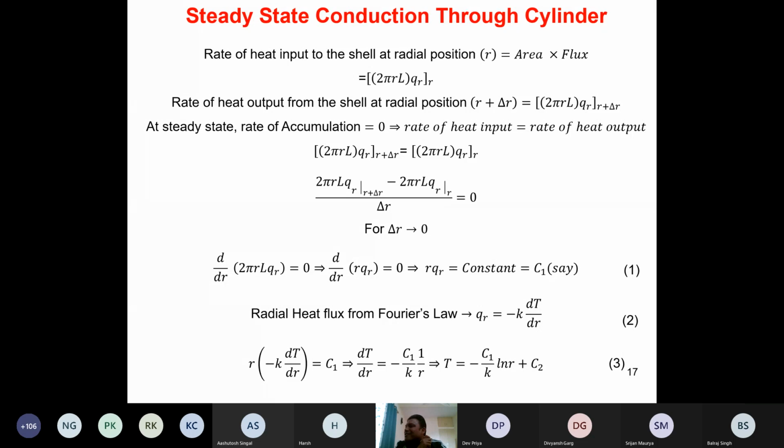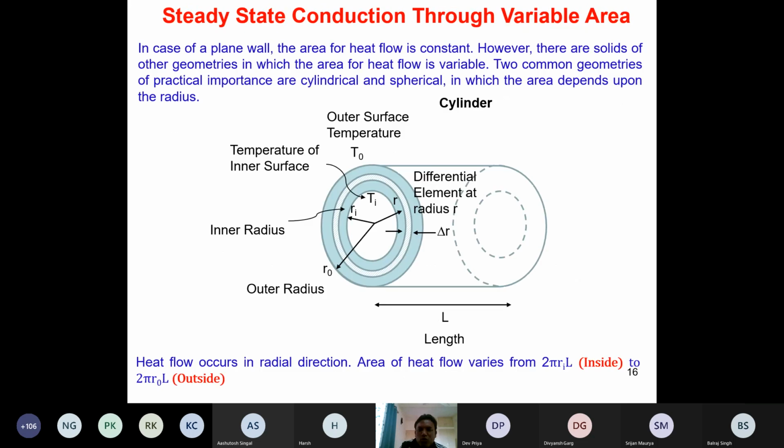Now here C1 and C2 are the integrating constants, and we have to obtain these by using the boundary conditions. So what are the boundary conditions? If you look at this particular shell, the boundary conditions are: when the radius r equals the inside radius Ri, the temperature T equals Ti. Similarly, when the radius r is R0, the temperature is T0.